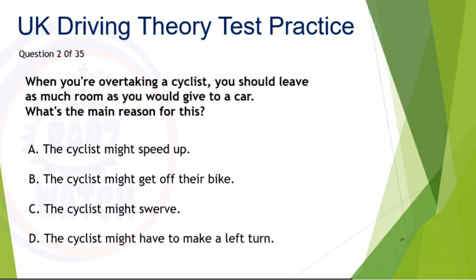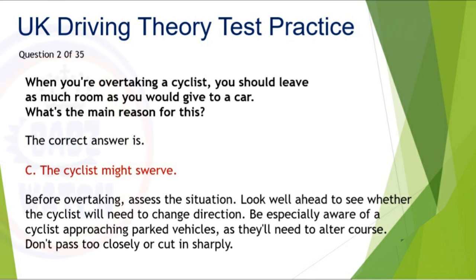Question 2 of 35. When you're overtaking a cyclist, you should leave as much room as you would give to a car. What's the main reason for this? A. The cyclist might speed up. B. The cyclist might get off their bike. C. The cyclist might swerve. D. The cyclist might have to make a left turn. The correct answer is C.